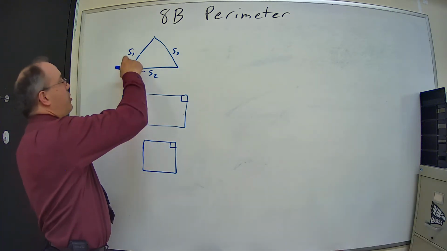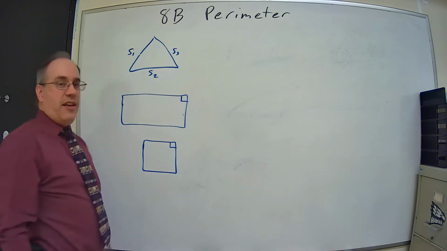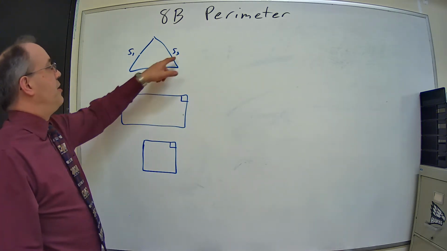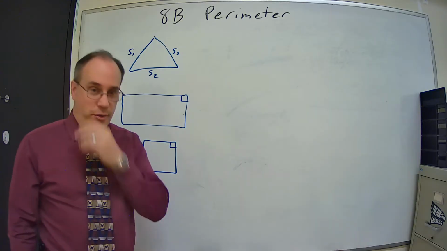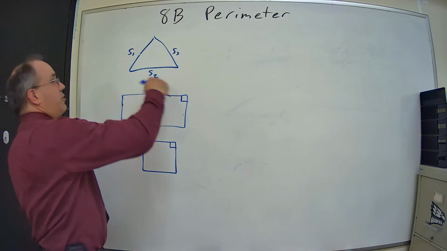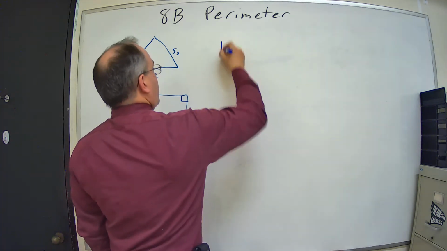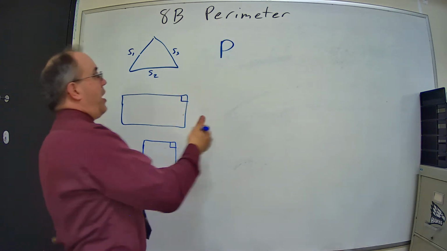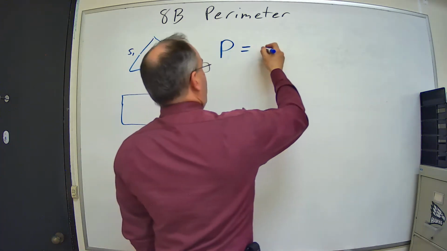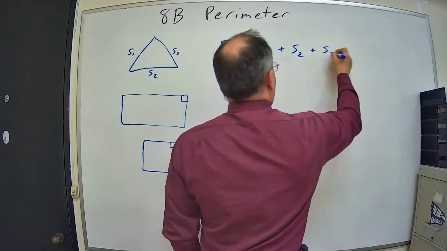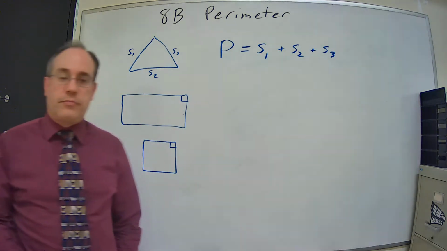It's the same as if I called this A, B, and C, but we're just going to think of this like side 1, side 2, side 3. So the first side, the second side, the third side. So the perimeter, which we use a capital P for perimeter, for a triangle is just the sum of those sides. So S sub 1 plus S sub 2 plus S sub 3.